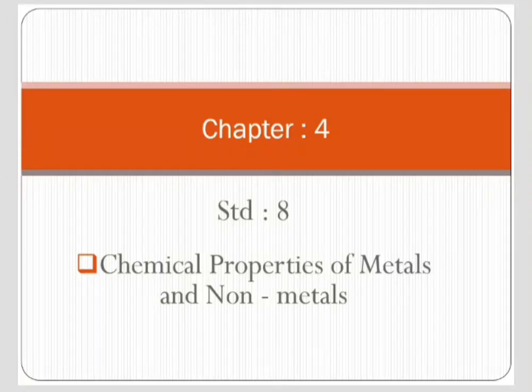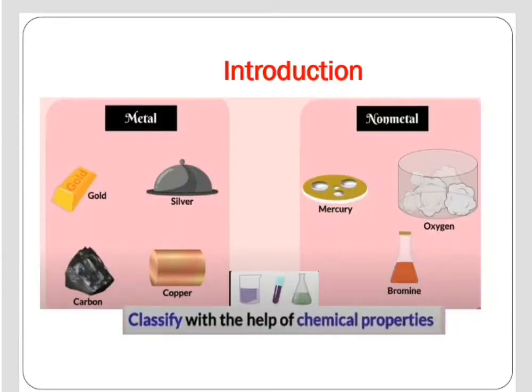Hello students. Today's learning topic is chemical properties of metals and non-metals. Introduction. Metals like gold, silver, carbon, copper, etc. and non-metals like mercury, oxygen, bromine, etc. are classified with the help of the chemical properties.